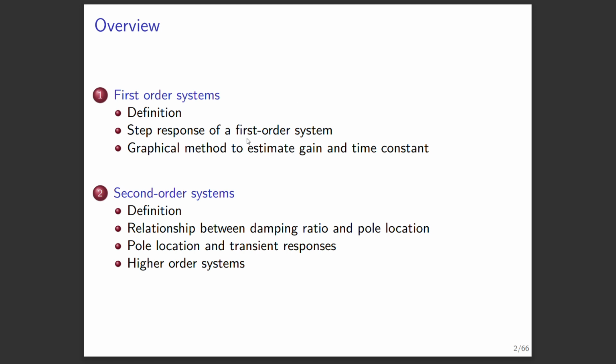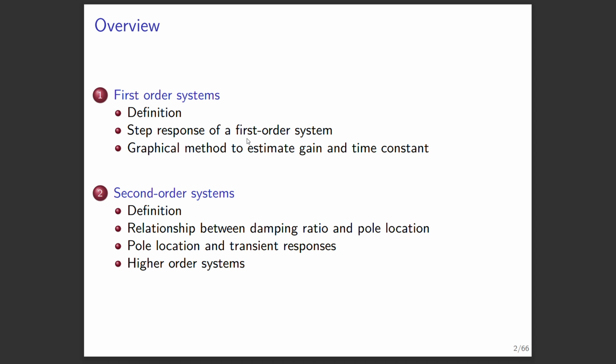Okay, in the next two videos, we want to talk about first order systems and second order systems. If you have taken vibrations or similar courses before, you have some understanding of first order and second order systems. Here we study the same concept, but a little bit different. It's going to be a systematic view rather than being from a vibrations point of view.